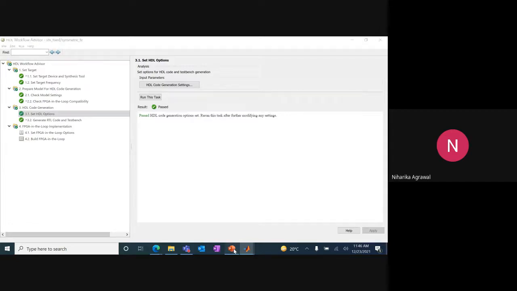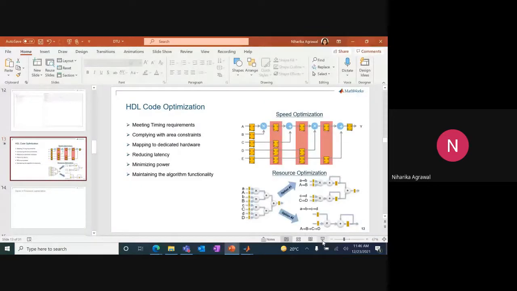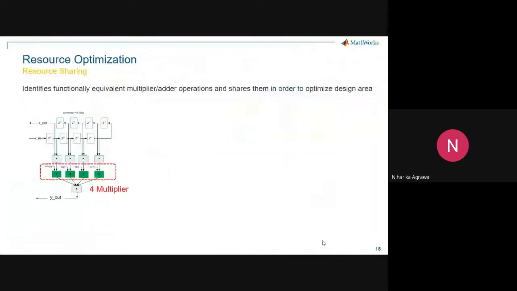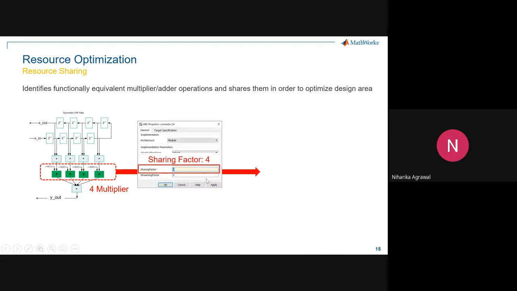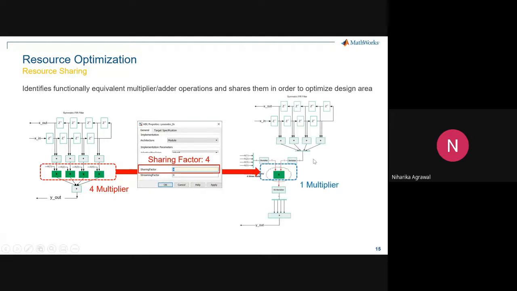Okay, so now I'll go back here. As I have shown you, in the resource optimization part, we give the sharing factor as 4. So instead of all these 4 multipliers, it will create 1 multiplier. And that's how it reduces the area.